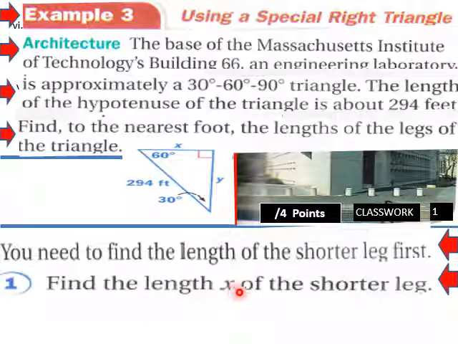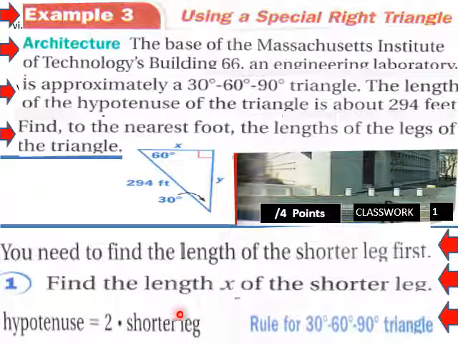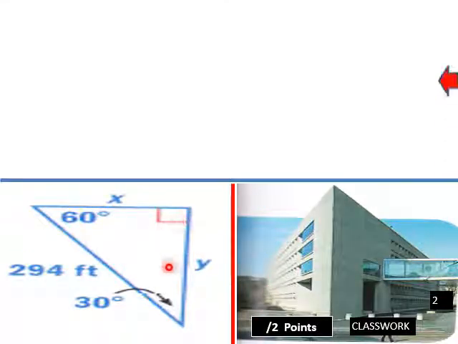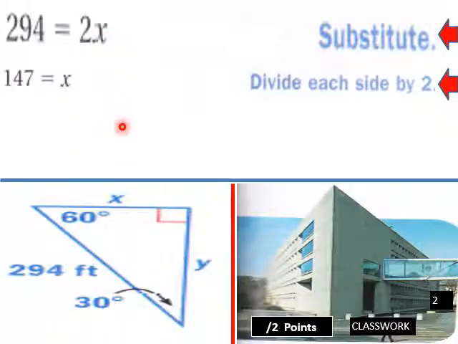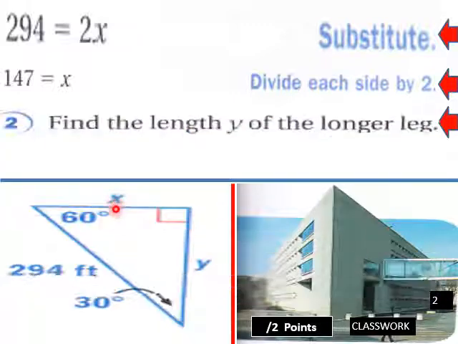So find the length x of the shorter leg. In a 30, 60, 90 triangle, the hypotenuse equals 2 times the shorter leg. So we know that the hypotenuse is twice the length of x. 2 times the shorter leg equals the hypotenuse, correct? So what's 1/2 of 294? Okay, 294 equals 2x, and then we divide through by 2, we get 147. So x is going to equal 147.